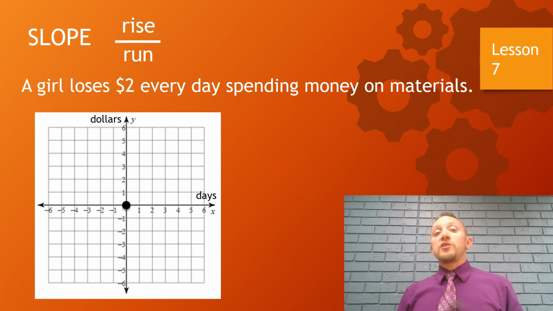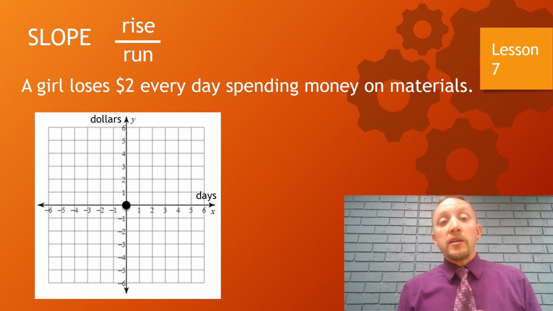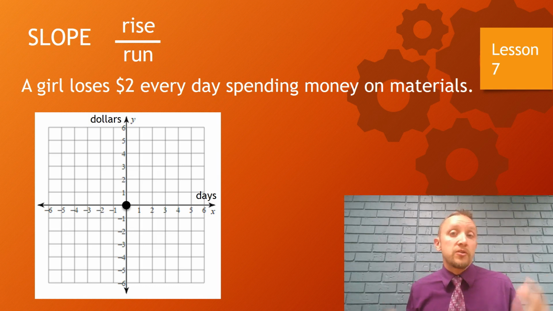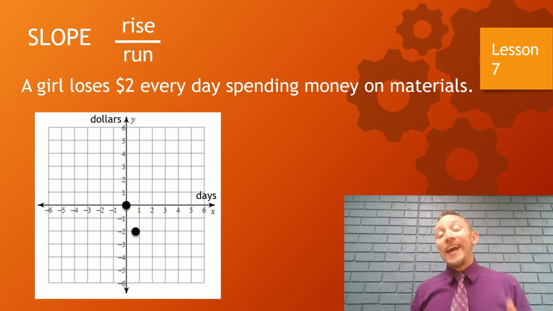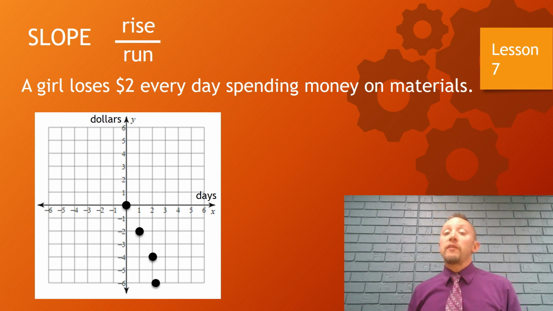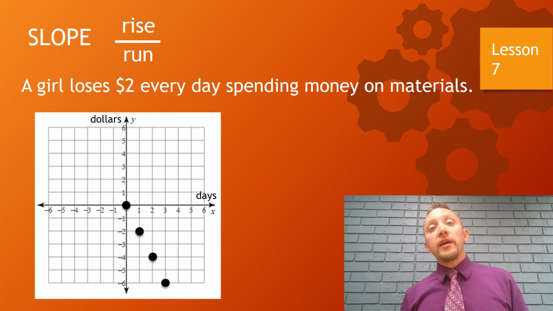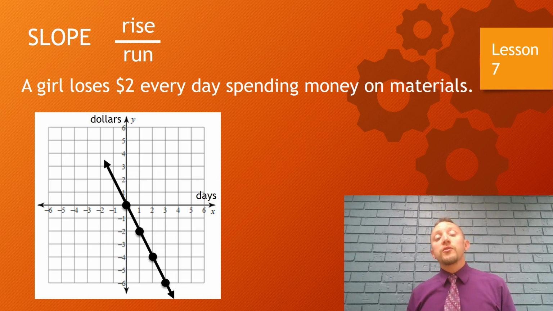So that means if 0 days have gone by and she's not spending any dollars, she would be at 0, 0. So that's still our starting point. But now she's losing $2, so she's going down 2 and over 1. For every day she's losing $2. So after 2 days she would have lost $4. After 3 days she'd have lost $6, and so on. So this also we could represent with a line.